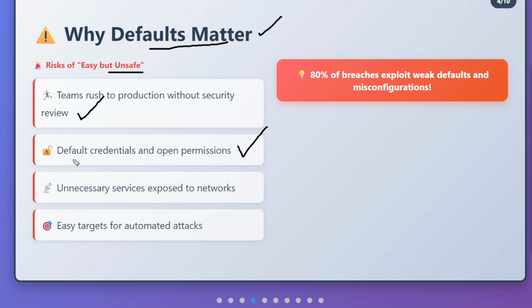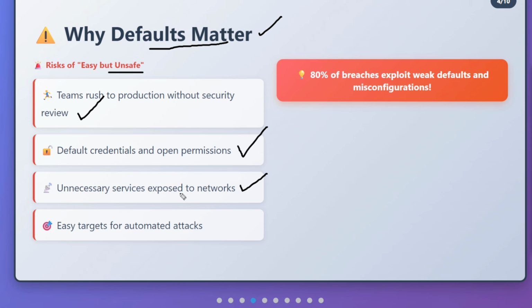And the second point was regarding default credentials and open permissions. Some containers come with default usernames and their associated passwords. If those default credentials are not changed, obviously the attackers can log in to those containers easily. We need to make sure to cross verify and check thoroughly.